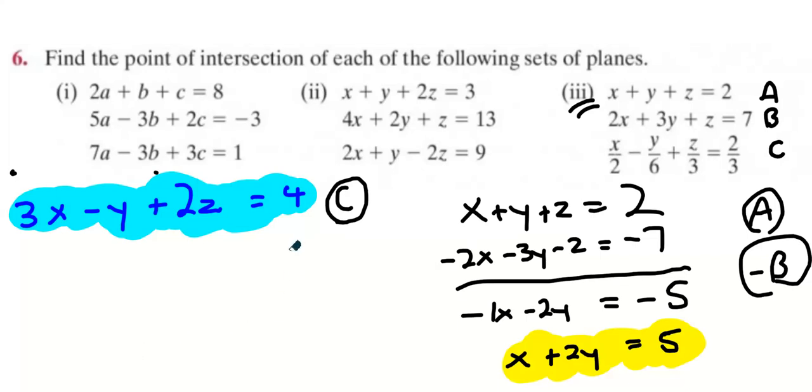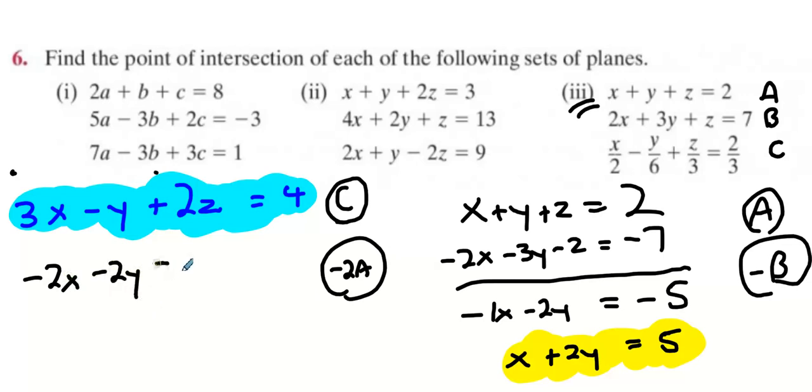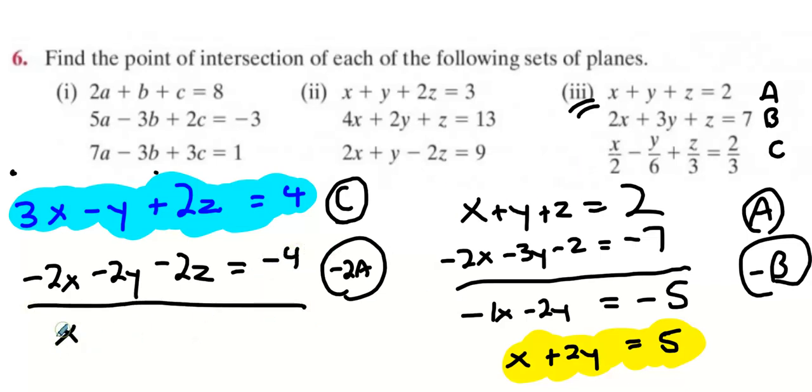I'm going to use minus 2a plus c. So c and minus 2a. I'm hoping that will get me here. Minus 2x minus 2y minus 2z equals minus 4. 1x minus 3y equals 0. Then I have my next one.